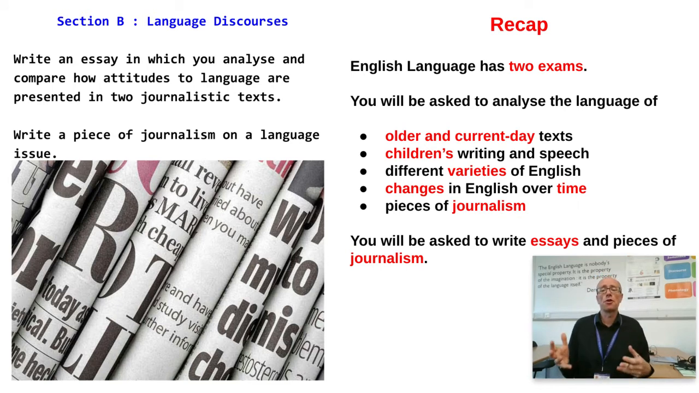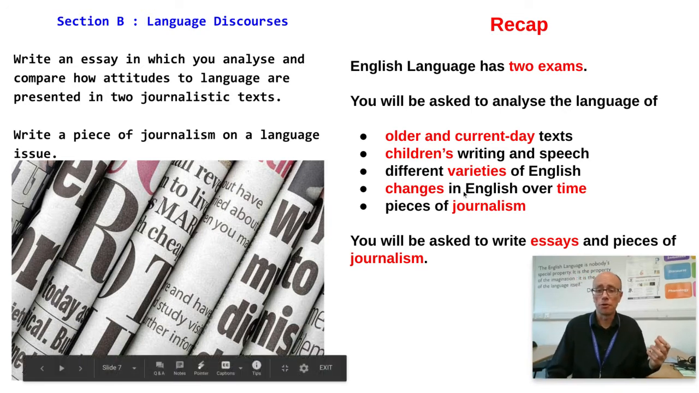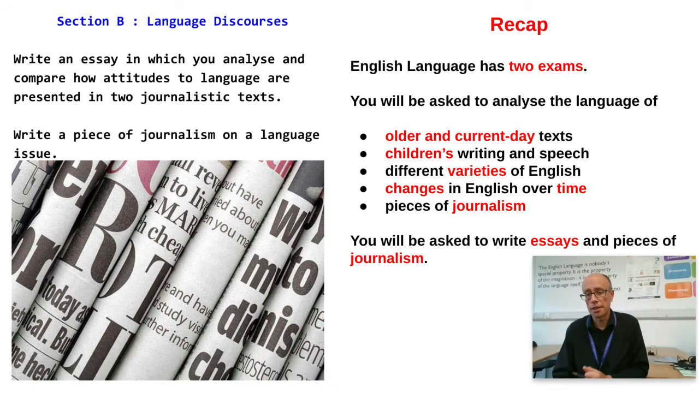So to recap so far in terms of exams, you have 2 exams, and in those exams, you will be asked to do the following sorts of things: comparing and analysing older and current day texts, analysing children's writing and children's speech. You'll be looking at different varieties of English across the UK. You'll be examining how English has changed over time, and you'll be analysing pieces of journalism. So you'll be writing essays, but you'll also be producing pieces of journalism.